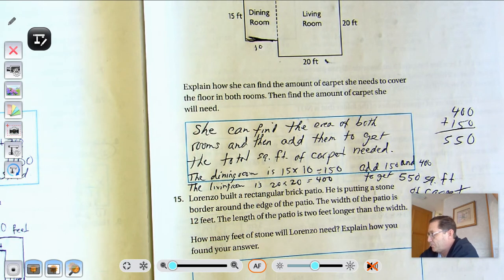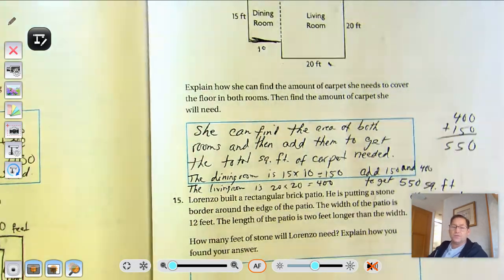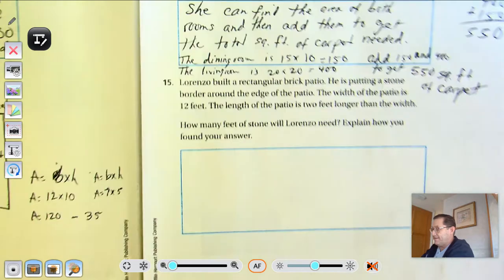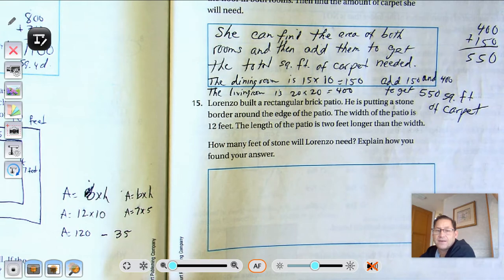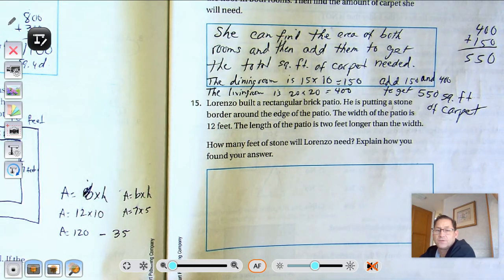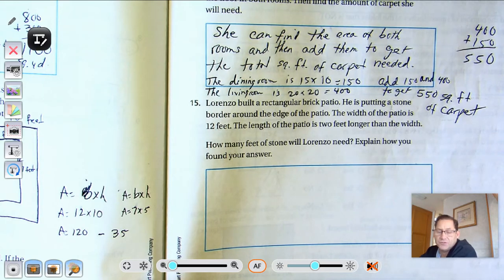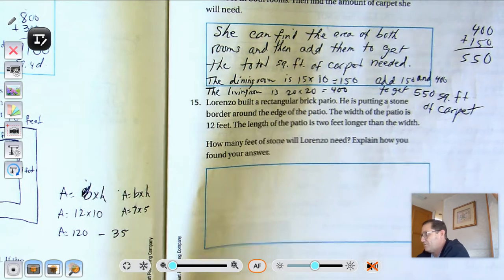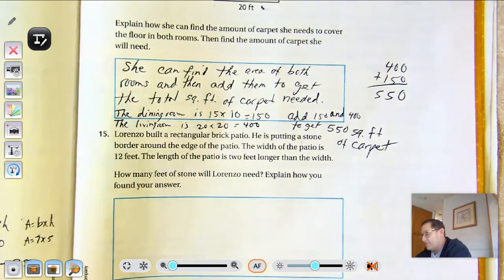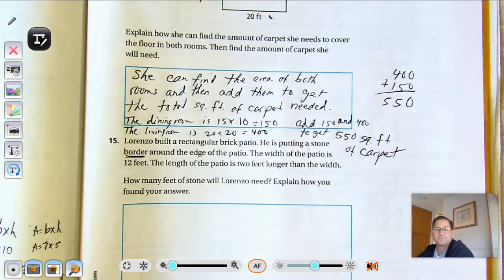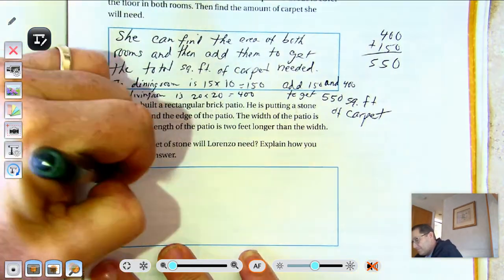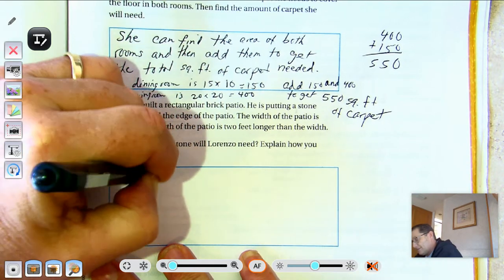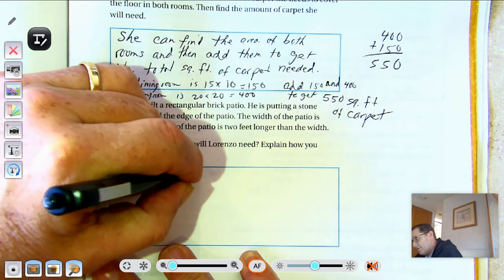Lorenzo built a rectangular brick patio. He is putting a stone border around the edge of the patio. The width of the patio is 12 feet. The length of the patio is 2 feet longer than the width. How many feet of stone will Lorenzo need? Explain how you found your answer. Okay, so we're going to need to find perimeter first off, because it says border. That's a clue that we're going around. And so perimeter equals 2 times the length plus 2 times the width.